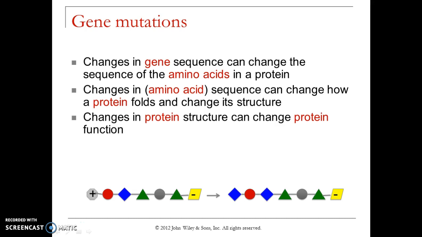Good example of this would be in sickle cell anemia. There's one protein amino acid sequence that's miscoded, and so that takes the hemoglobin and turns it from a sphere into a sickle shape, which then causes all sorts of problems in the body, and that would be a genetic mutation.